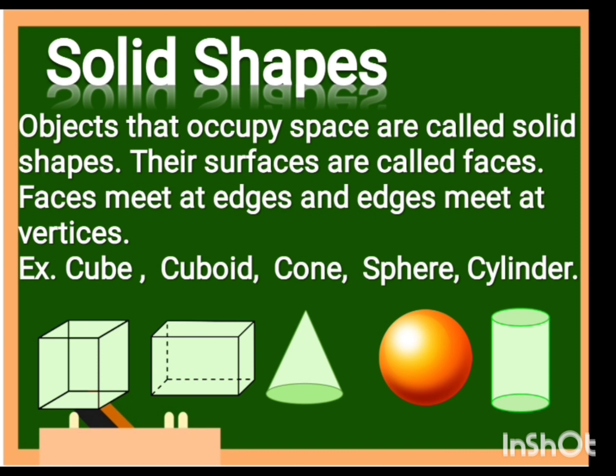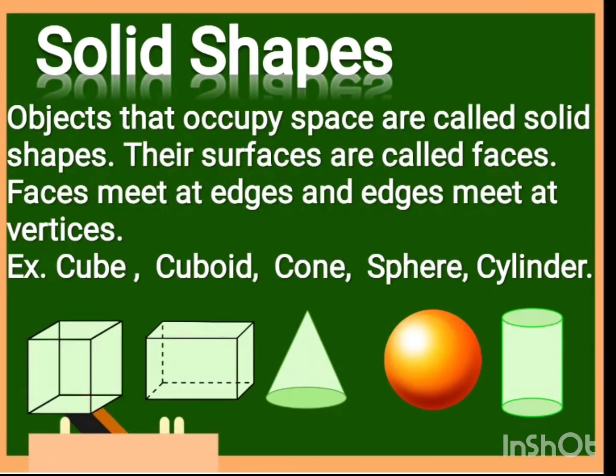Their surfaces are called faces. What is a surface? The plane area of an object is called a face, right? Then faces meet at edges and edges meet at vertices. So what is a face, what is an edge, what is a vertex, that we will discuss. Some examples are also given like a cube, cuboid, cone, sphere and cylinder. But before that we have to learn about faces, edges and vertices.